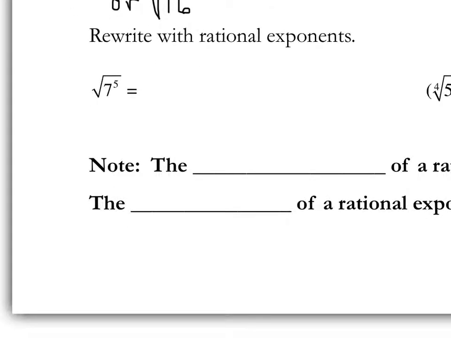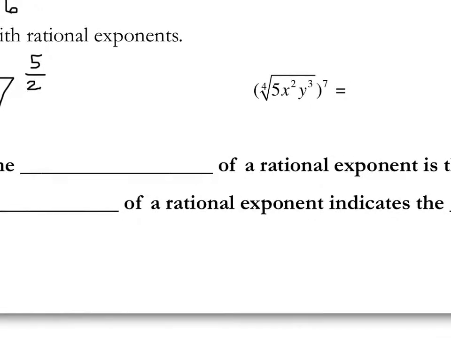Let's rewrite with rational exponents. So here we have the square root of 7 to the 5th. So 7 is our base, 5 is the power that we're raising it to. It goes in the numerator. It's the square root, so we put a 2 in the denominator. Roots are in the denominator.